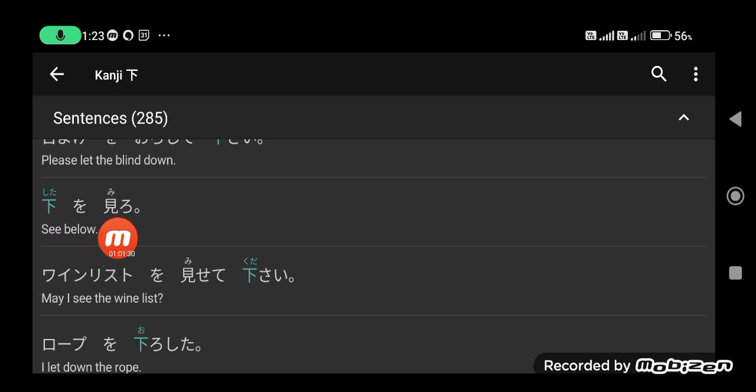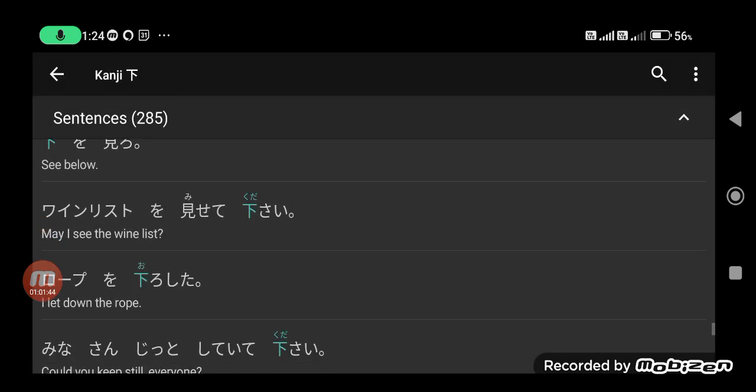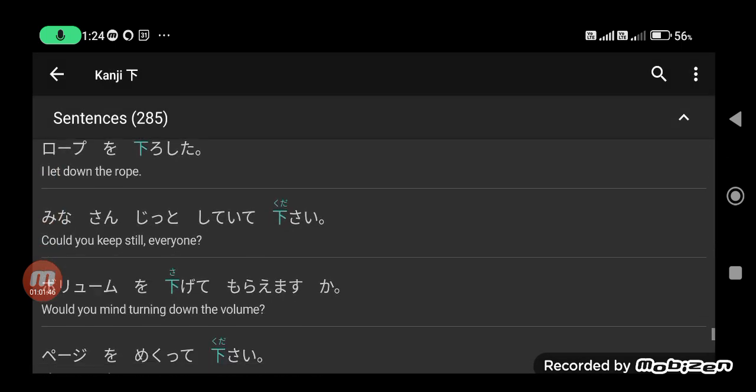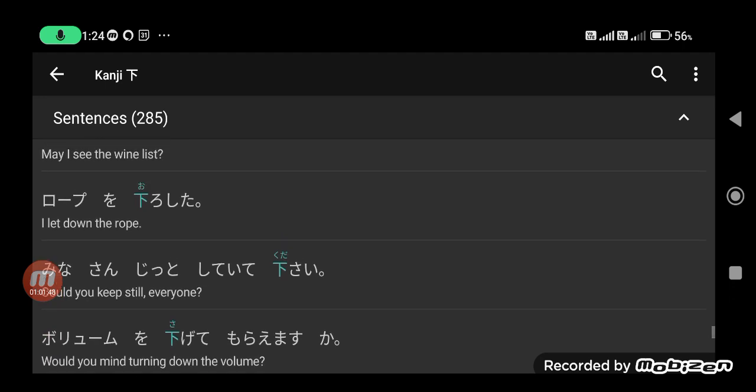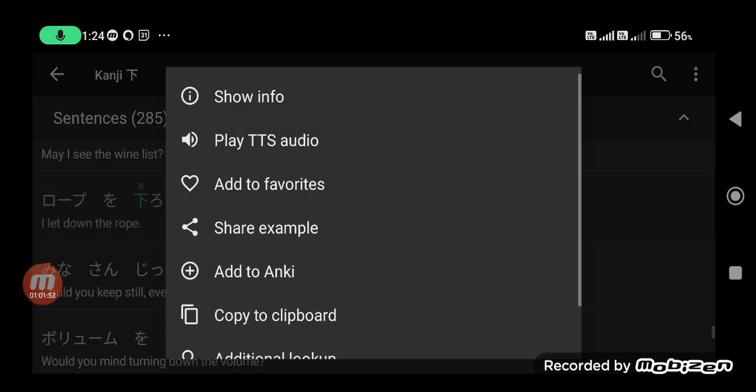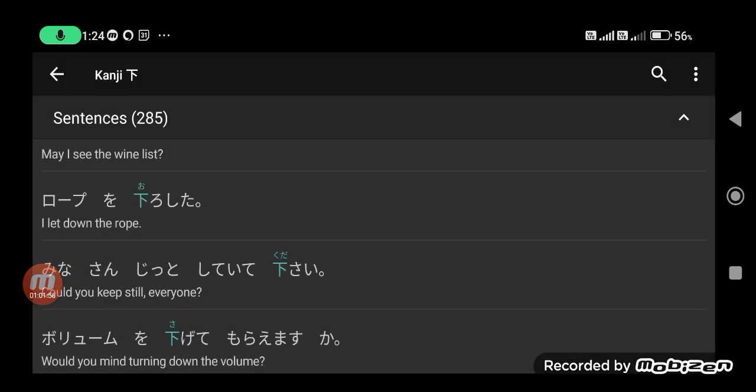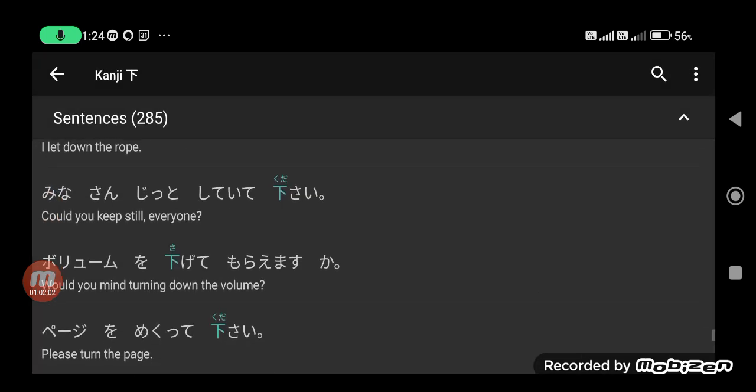Miro. The ro here instead of ru means an imperative type of miru. 下を見ろ. Or rope. Rope wo oroshita. I let down the rope. ロープを下ろした.